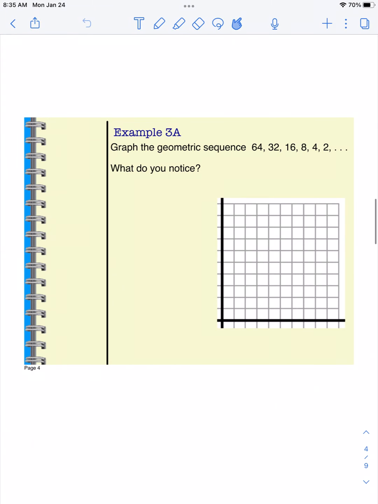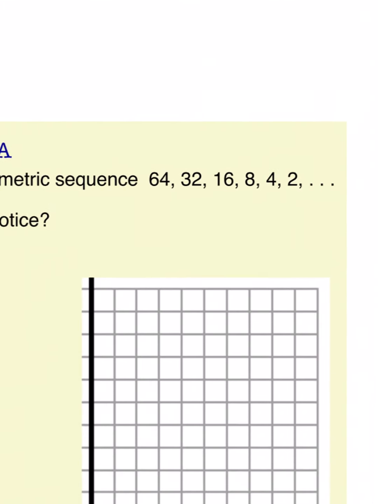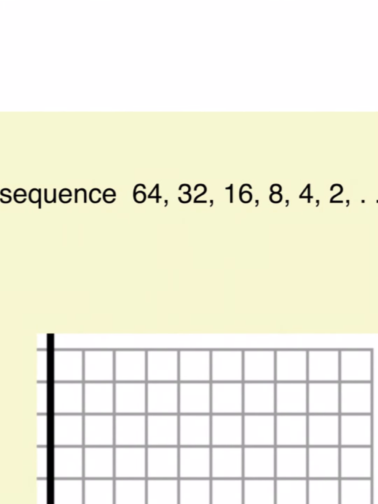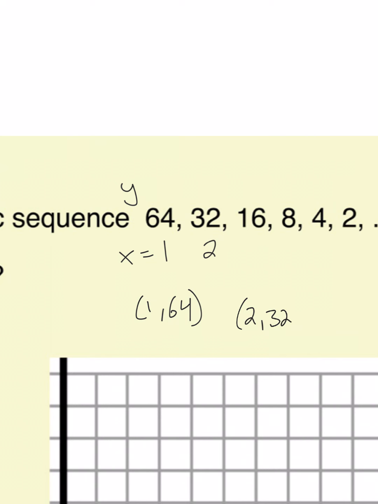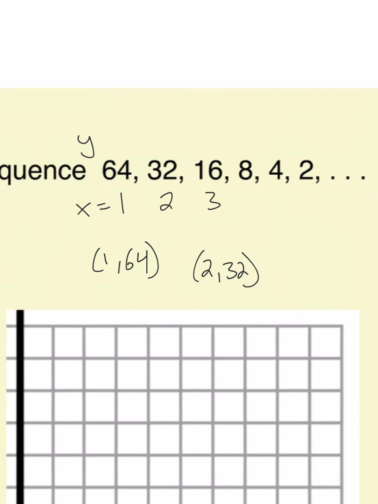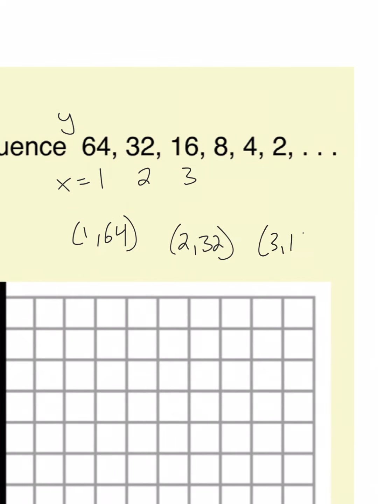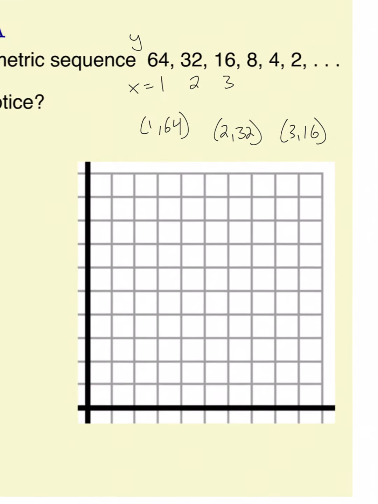All right, next we are going to graph this geometric sequence. Now remember, a sequence is an ordered list of numbers. So my first term is 64. I'm going to treat the terms as the y values, and then we're going to say x is the order the term is. So 64 will be paired with 1. We'll plot that as (1, 64). 32 is our second term, so we'll plot that as (2, 32). 16 is our third term, so we'll plot that as (3, 16), and so on.